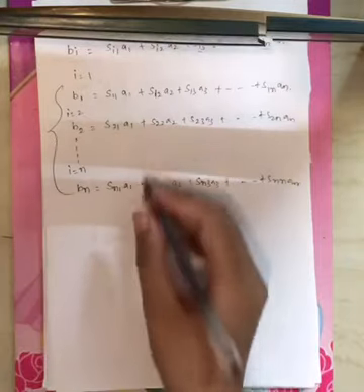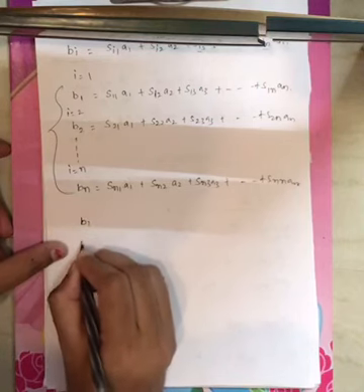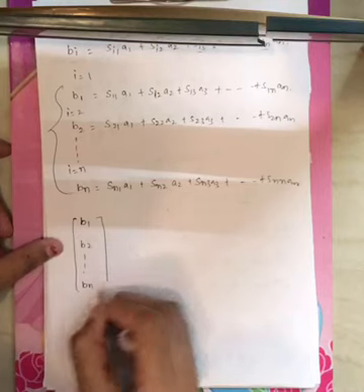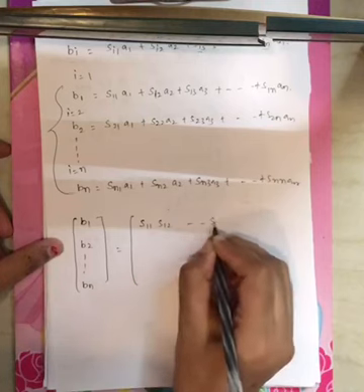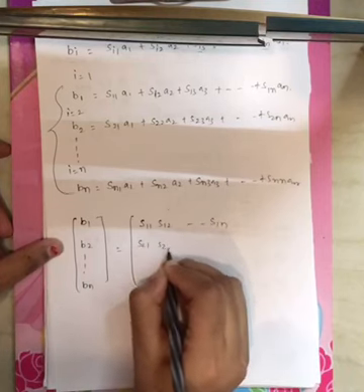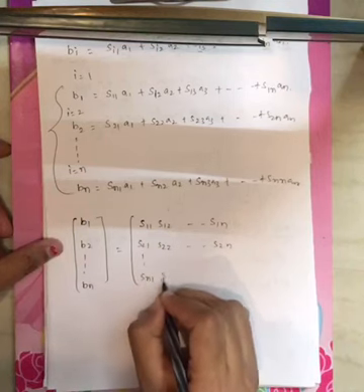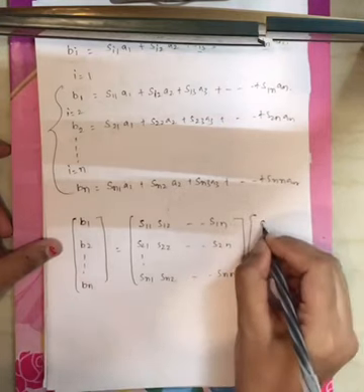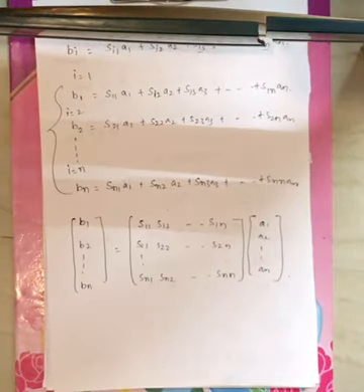Now all these expressions can be represented in matrix form. That is, B1, B2, so on up to Bn equals the matrix S11, S12, so on up to S1n, S21, S22, so on up to S2n, so on up to Sn1, Sn2, so on up to Snn, times the incident powers A1, A2, so on up to An. If you solve this also, you will get the same above expressions only.